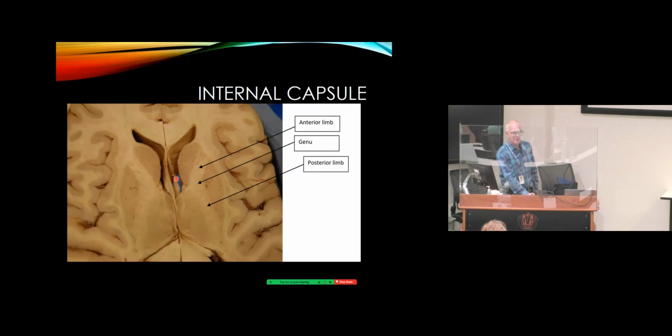Again, I promise you that by the end of the week, this will all be easy. It isn't right now, but here is the internal capsule right here. We haven't identified these important structures around it. That's coming up in just a little bit. But now just to appreciate, it has kind of a V shape. The bend right here is the genu. And then we have an anterior limb and a posterior limb.